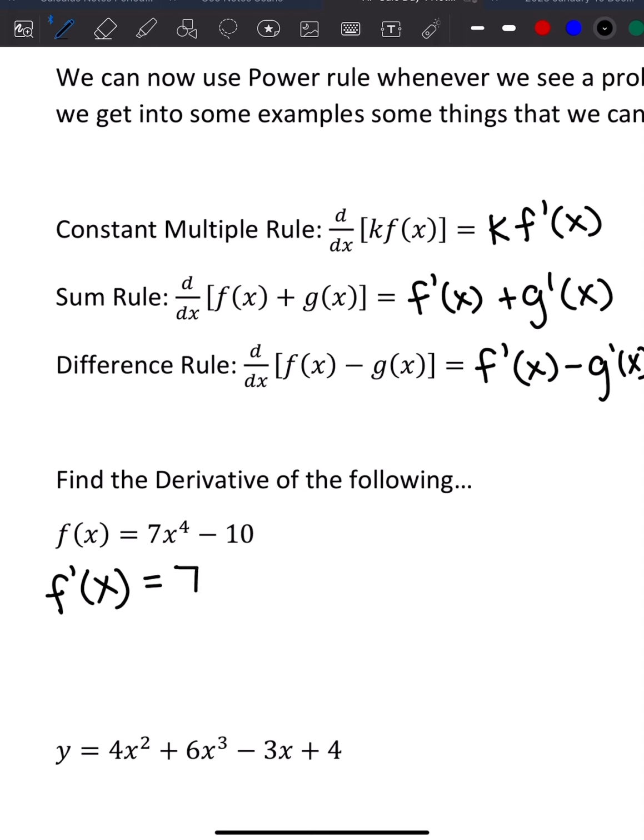So we have 7 to begin with, and the derivative of 7x to the fourth is using power rule. So we're going to take that 4 and multiply it out front. We have x, and then we are going to do 4 minus 1. This is the derivative of just 7x to the fourth. This minus 10 is a constant, so the derivative of that would be 0, so minus 0. So 7 times 4 is 28, x to the third power. So f prime of x is equal to 28x to the third power.